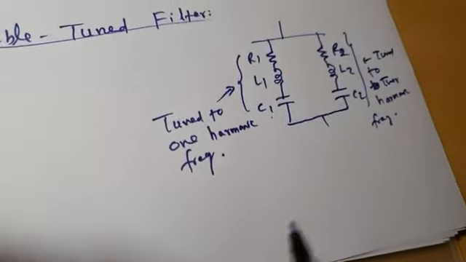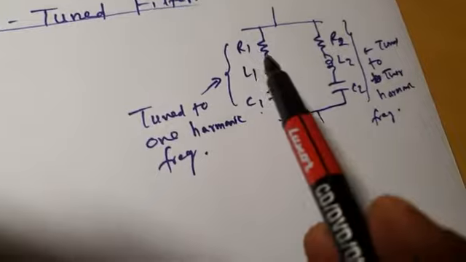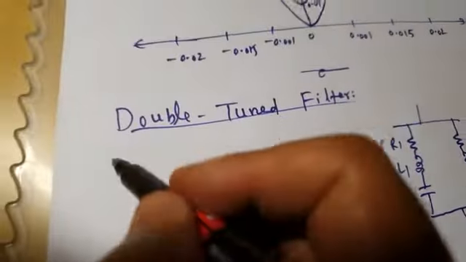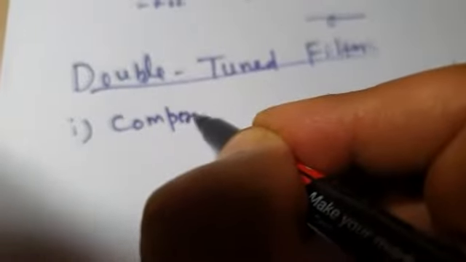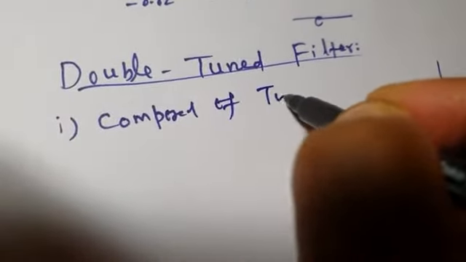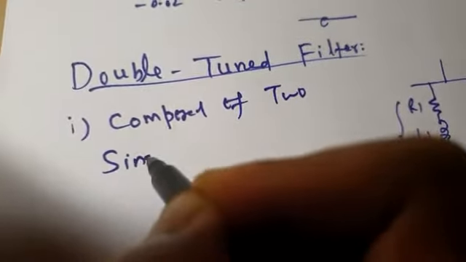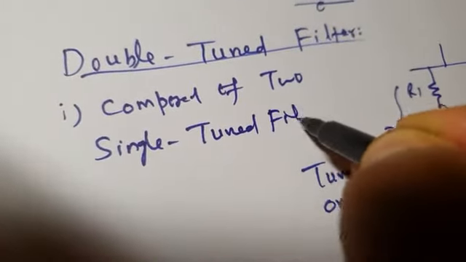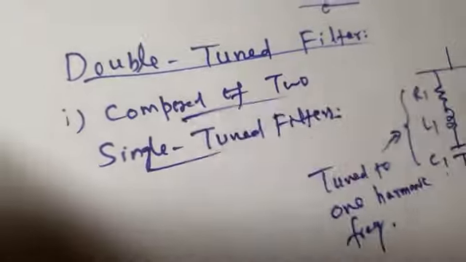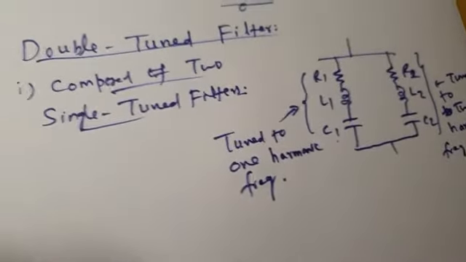This is if your double tune filter comprises of two single tune filters. So first is comprising of, or composed of, two single tuned filters. In that case, your double tune filter will look like this.